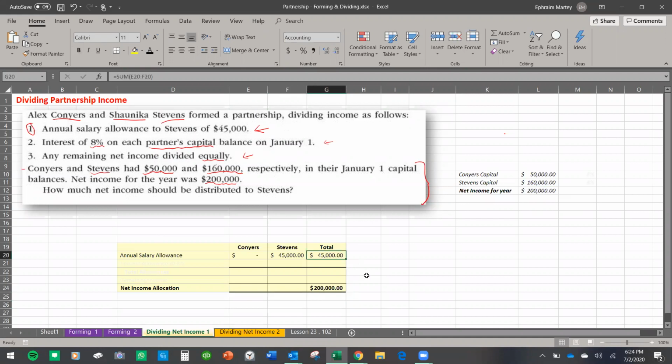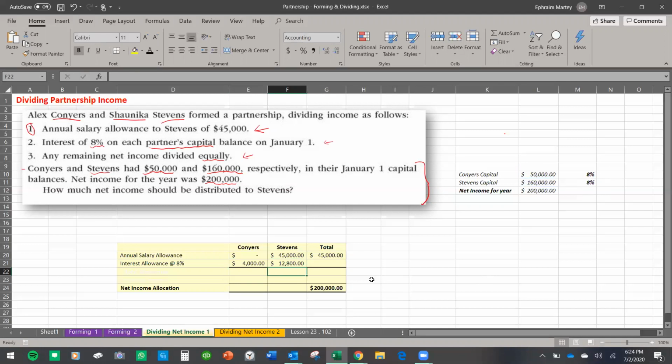The total is 45,000. Next it says 8% on each capital, so interest allowance 8% on each capital. I have 8% on this capital and 8% on this capital as well. That is what each partner is going to get, 8% on how much capital they started the partnership with. With Conyers, 50,000 multiplied by 8% is 4,000. And with Stevens, 160,000 multiplied by 8% is 12,800.